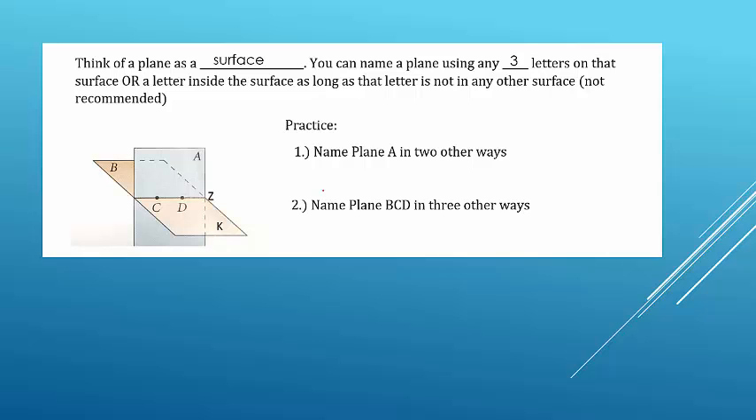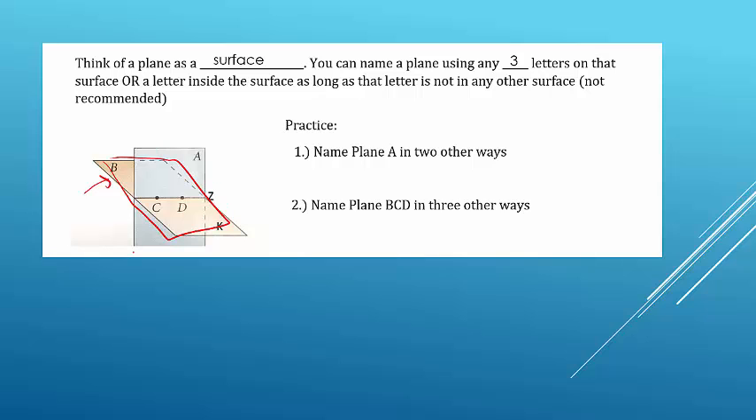You can get away with using 1 letter as long as it's inside the surface and not contained on another one. For example, what I mean is you can't name, let's say you wanted to name this surface right here, this rectangle. You can't name it plane C because C is on the other rectangle as well. So if you say plane C, I don't know which one you're talking about. However, you could call it plane K because K is not on the other rectangle, so I can see which one K is on.